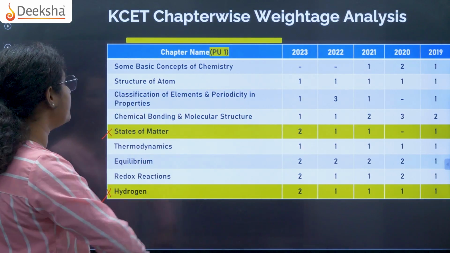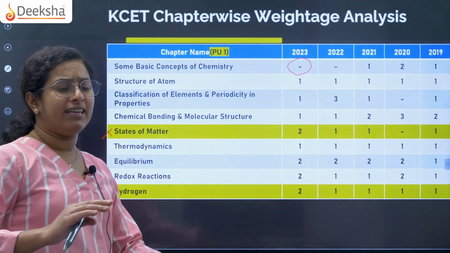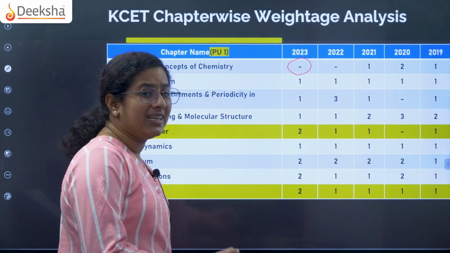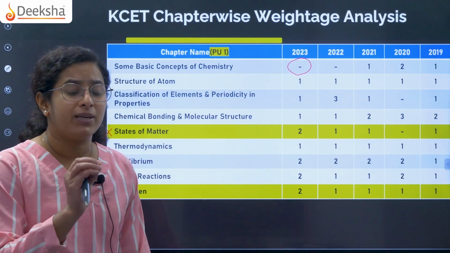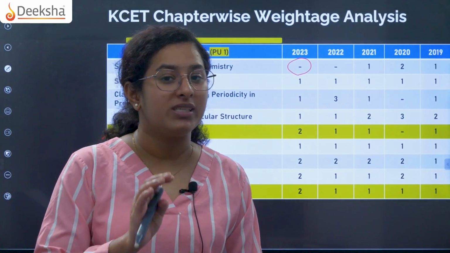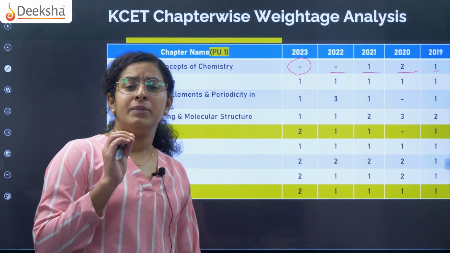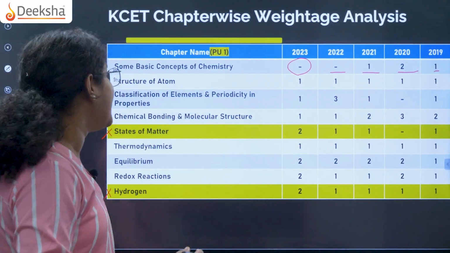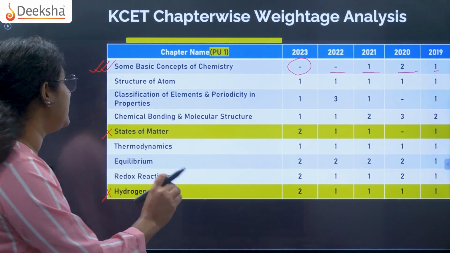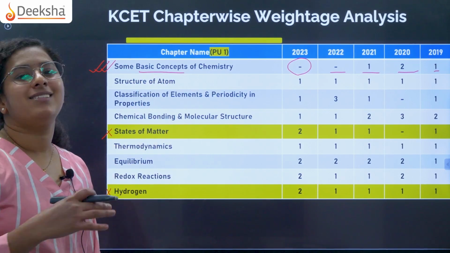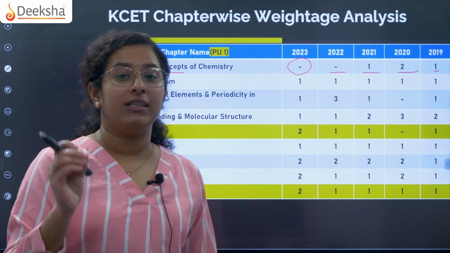So, starting with the first chapter, some basic concepts of chemistry. In 2023, they didn't ask any questions, but this year you can expect at least one question because 5 chapters are already deleted from your first PU syllabus. So you can expect 0 to 1 question from the first chapter itself. I will tell you, this is a must-do chapter. Why? Because, as the name itself says, it's the basic concepts. So don't miss the basic concepts. That's why I'm telling you this is a must-do chapter.